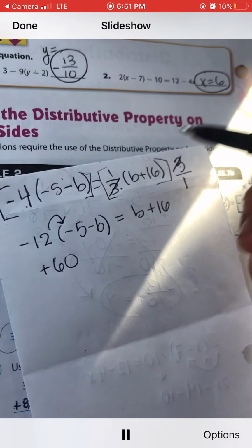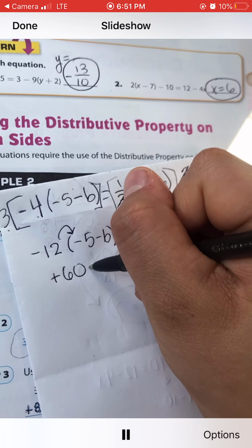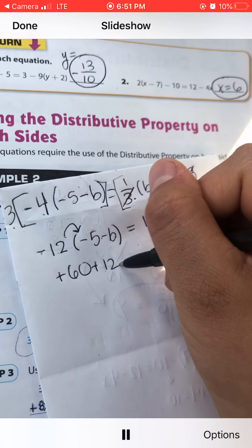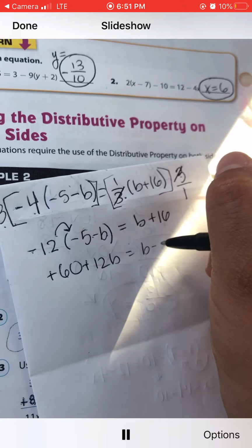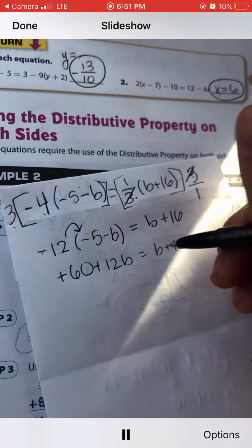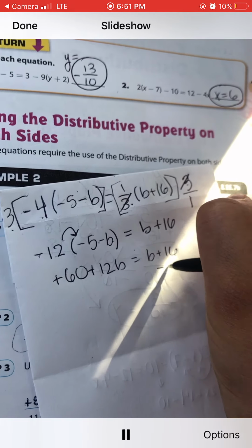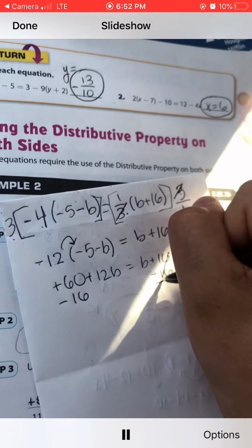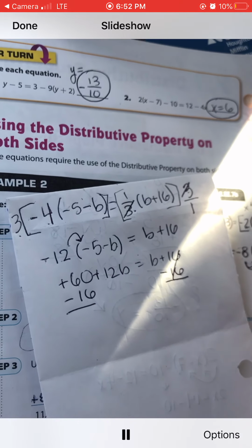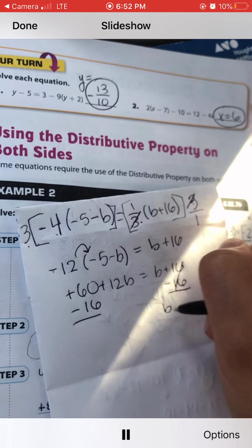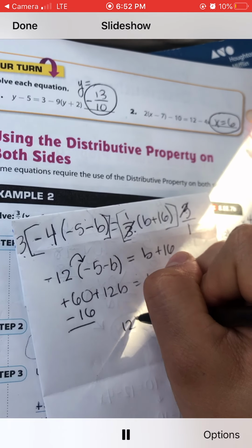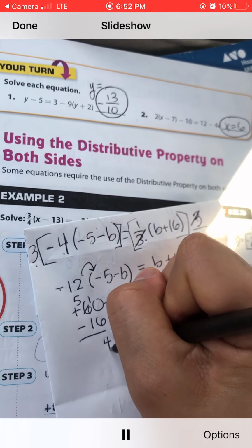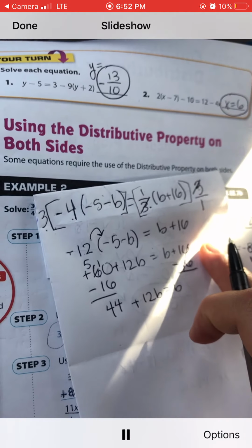Negative 12 times negative b. Negative times negative is positive. 12 times b is 12b equals b plus 16. So you do minus 16 here and here. You will be getting b equals 12b plus 44.